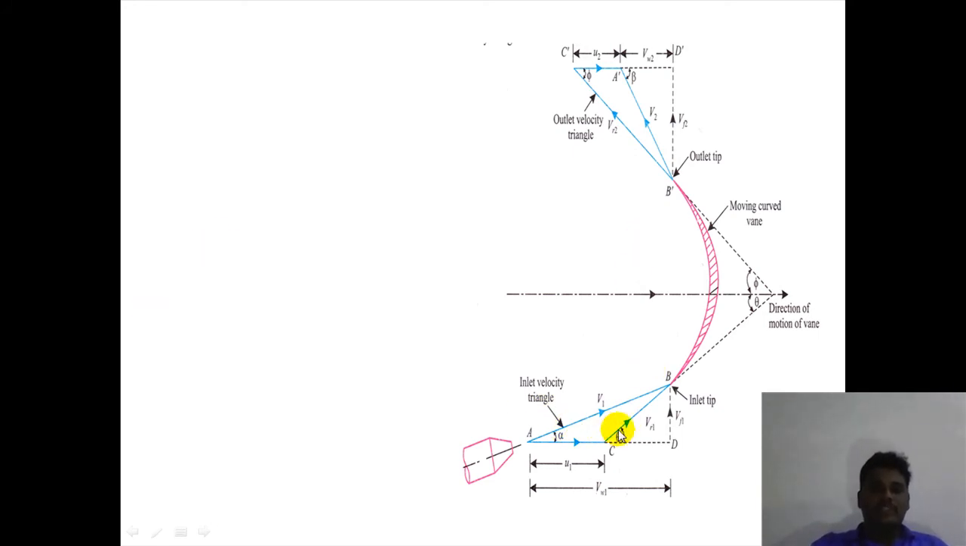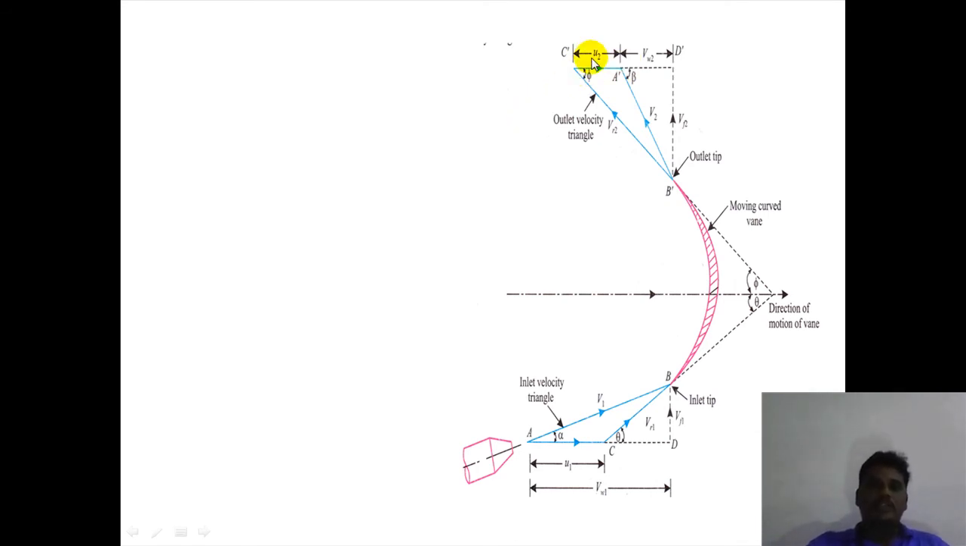Next, whenever the relative velocity strikes the vane like this, the blade is assumed smooth. Now the leaving velocity also remains the same: VR1 is equal to VR2. Why? Because the plate is assumed smooth, the relative velocity of the leaving water also remains the same. Next, the blade moves and the next blade comes into contact.